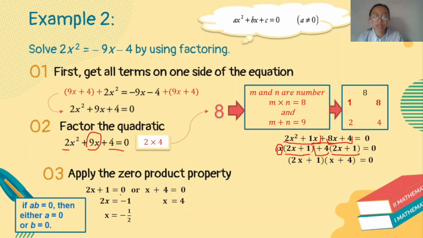For the first equation, we add negative 1 to both sides of this equation. So we get 2x equals negative 1, and then we divide both sides of this equation by 2. So we get x equals negative 1/2. And then for the second equation, we add negative 4 to both sides of this equation. So we get x equals negative 4. I'm sorry, there's a mistake.